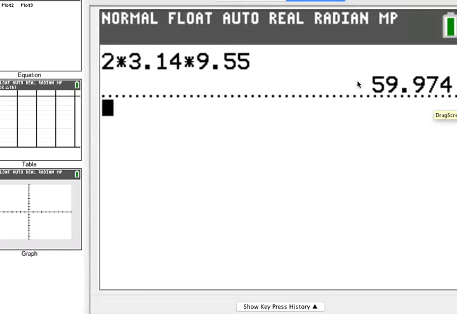Now, if you actually have a pi button on your calculator, right, this would be a little bit more accurate of an answer if you use the pi button versus this one. I think it ends up being around 60. But that's just a function of pi having more digits, which can give you a more exact answer.